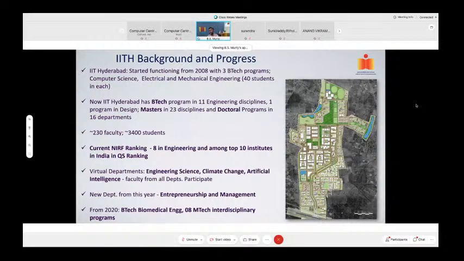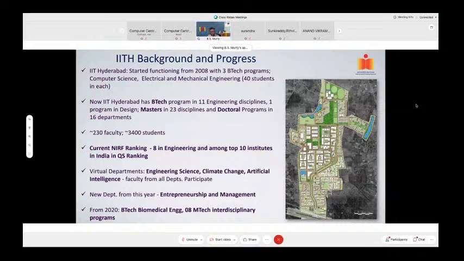Okay, so that tells you how unique IIT Hyderabad is. We have about 25 faculty in the AI department. The AI department is currently virtual. Very soon, in about a year or so, it is going to become a regular department. And we are sure that AI is going to grow in a big way as we go along.